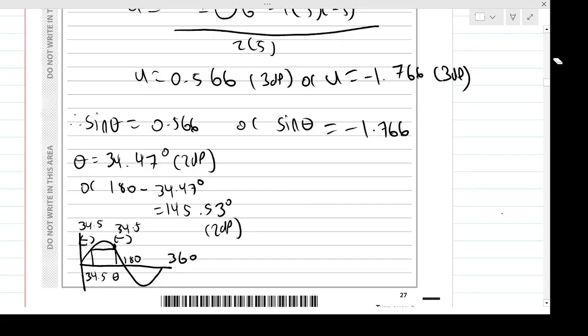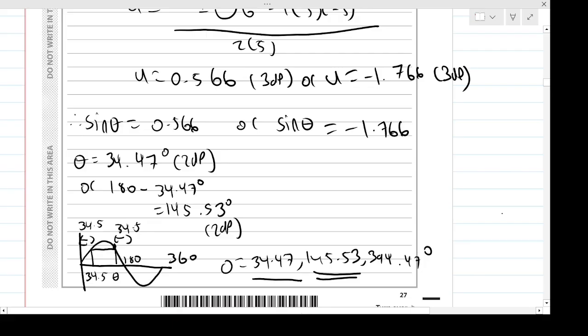As a reminder, theta is 34.47, then 145.53. Then I need to add on 360 to my solutions each time, because obviously the sine graph repeats every 360. So once I've got my two main solutions, I add on 360. 34.47 add 360 is 394.47. Then if I add 360 onto 145.53, I get 505.53.